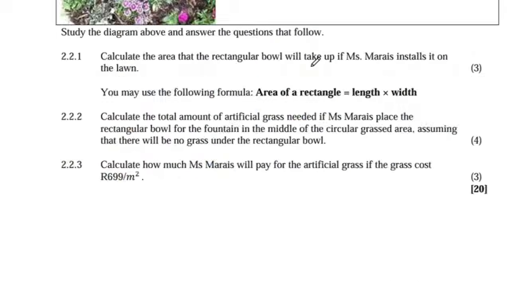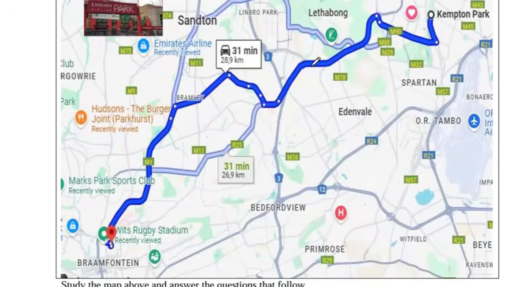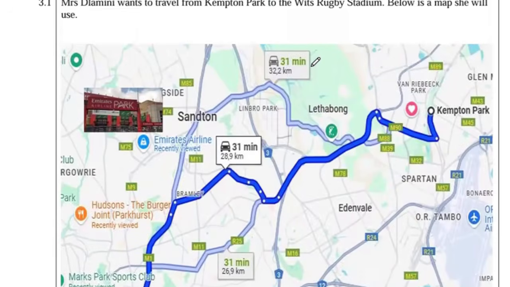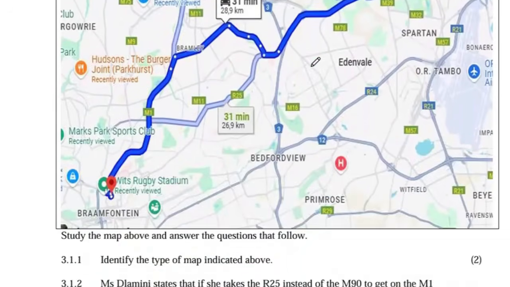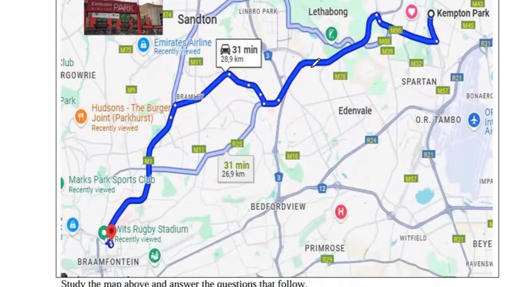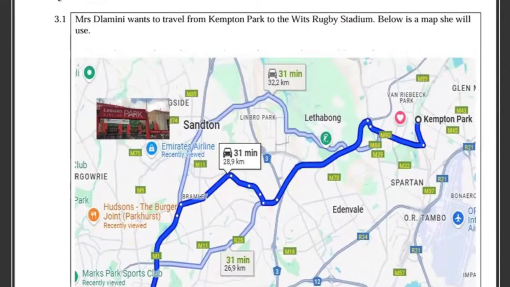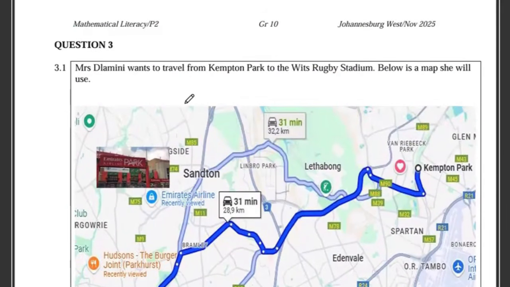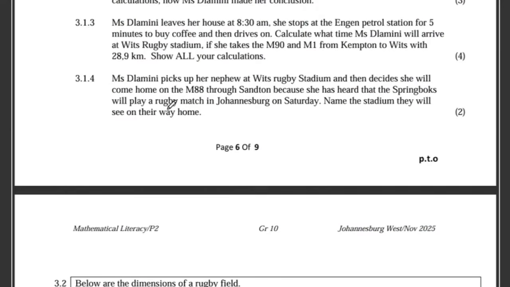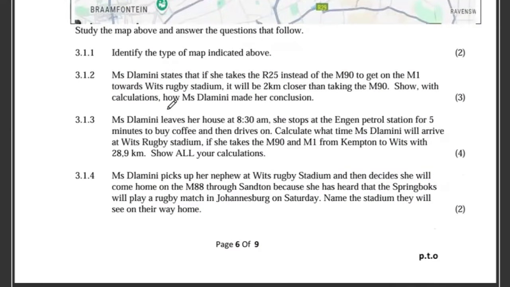Question number 3. We have a map there, and we shall study it nicely. I believe it fits. Okay, let's go to the questions. Okay, the scenario. Mrs. Lamini wants to travel from Kempton Park to Wits Rugby Stadium. Below is a map she will use. Identify the type of map indicated above.